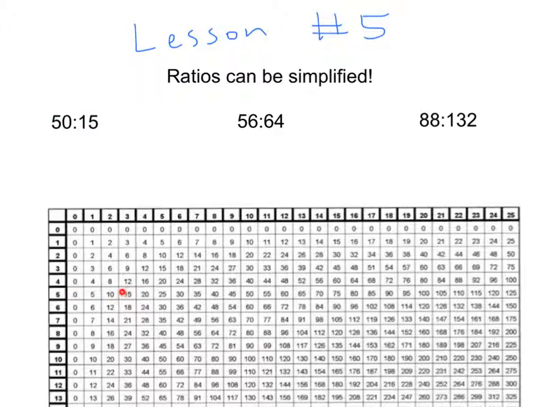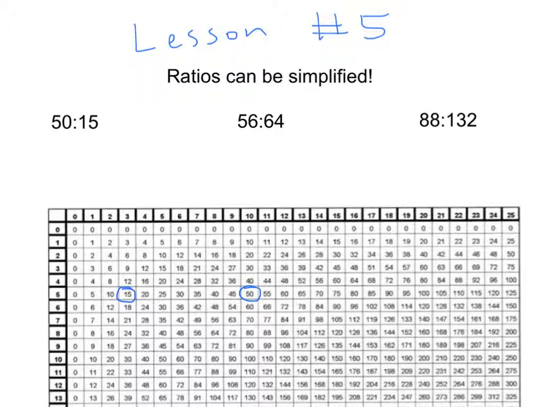I can see that there's a 15 here, and if I keep going along the multiples of 5, then I can see a 50 here as well. So now we know definitely that the common factor for both numbers is the number 5. So I'll go ahead and circle the 15 and the number 50.